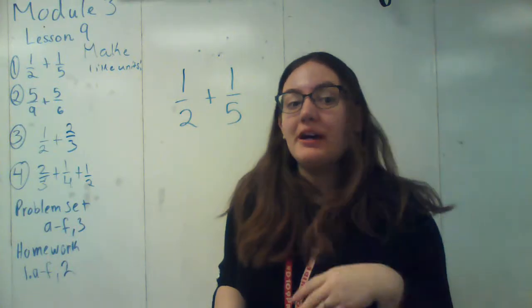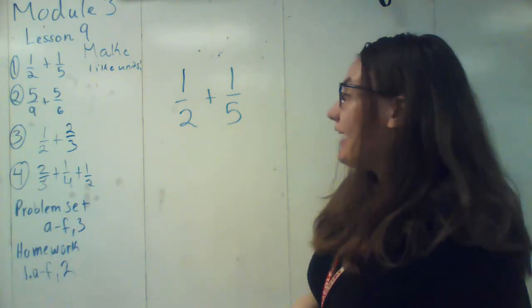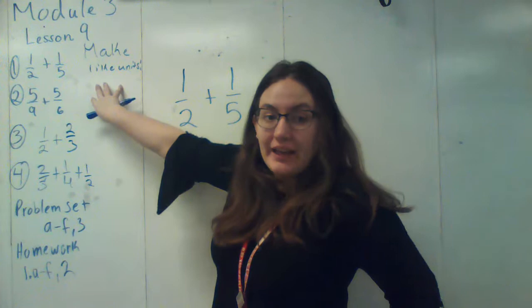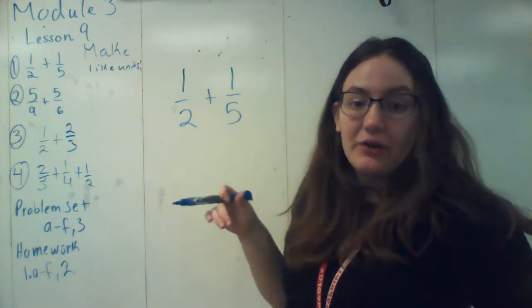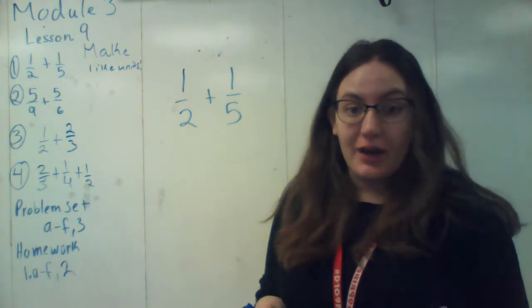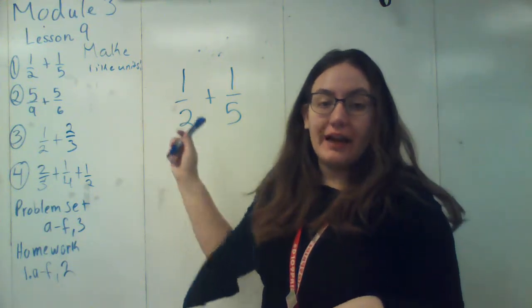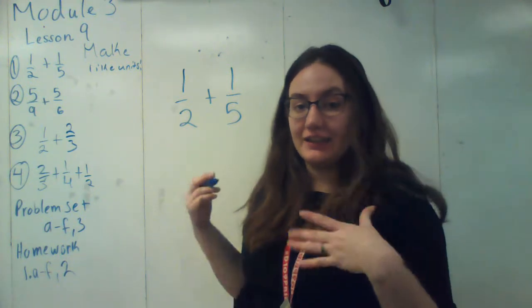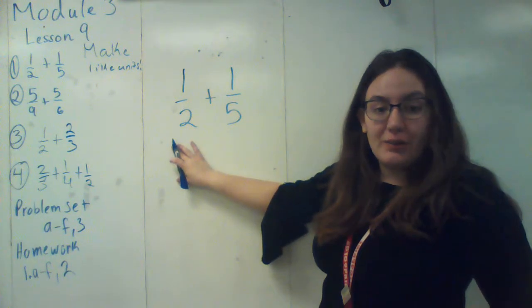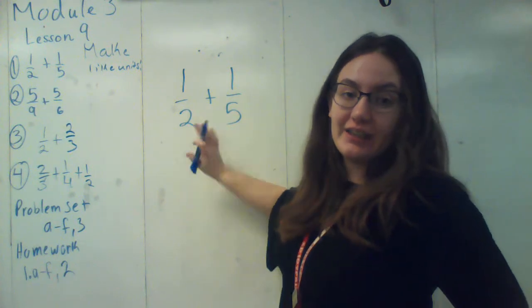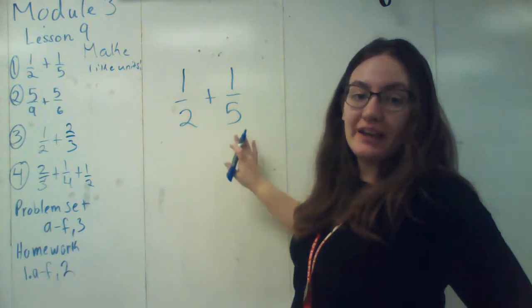Fifth grade. Today we're going to be doing Module 3, Lesson 9, and we're finally going to be making like units and adding fractions the numerical way. So instead of doing number lines or picture models to add up our fractions, we're now just going to do it the number way, basically. So my first step for solving this problem right here, go ahead and write this on your desk, is I have a half plus a fifth.